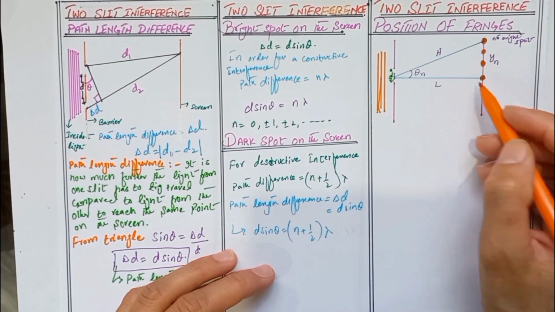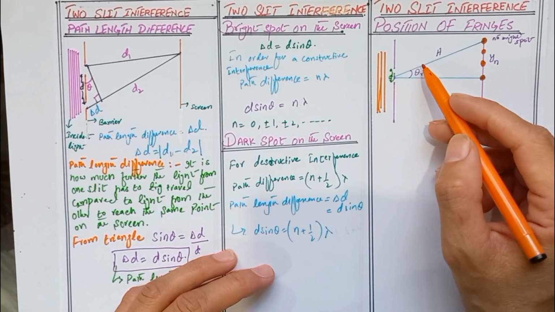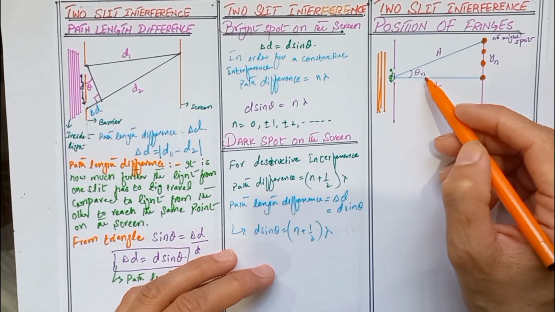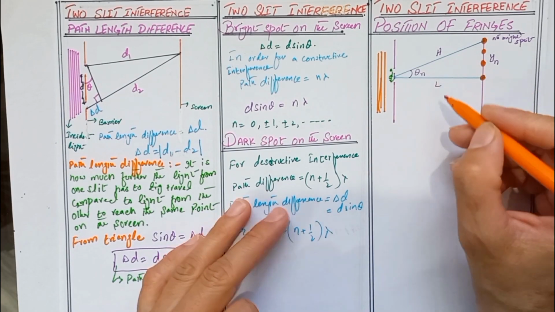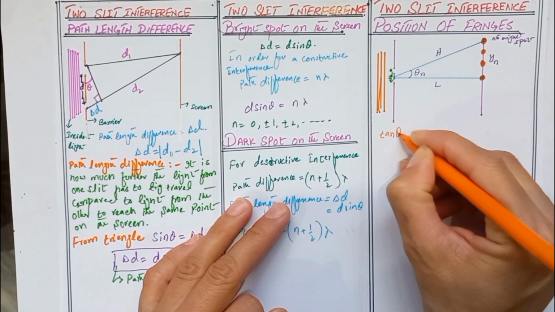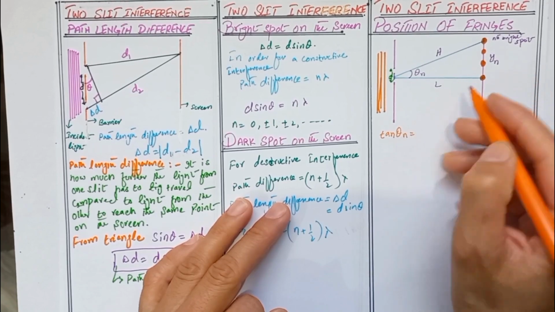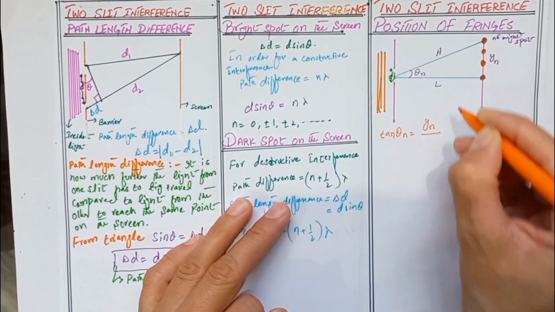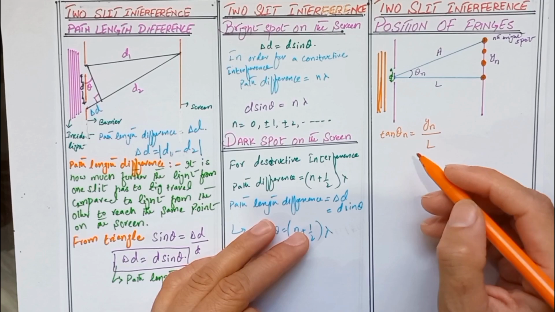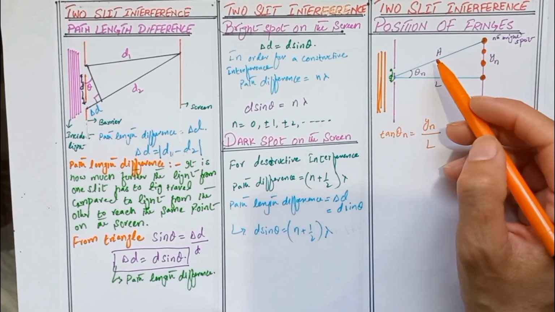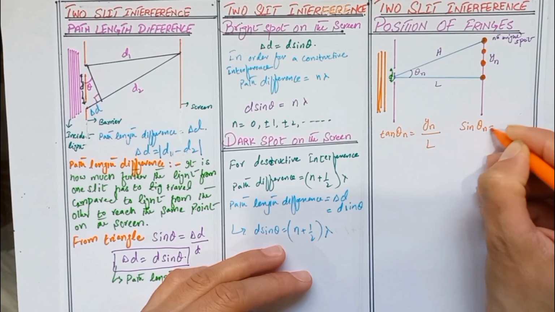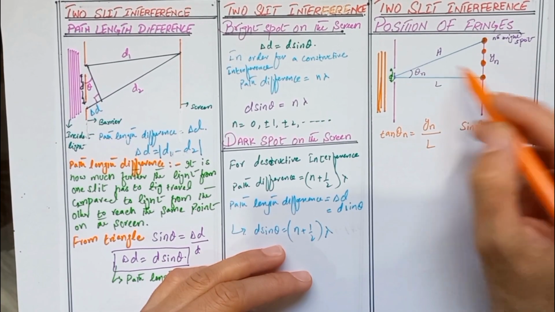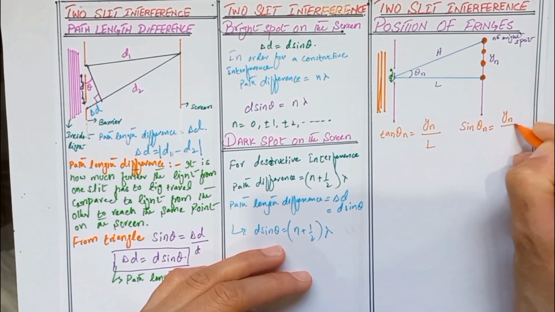Now what we have here is a right triangle. Let's call this angle theta sub n, and the hypotenuse of this triangle is capital H. Now, using trigonometry, tan theta sub n is equal to perpendicular over base. So the perpendicular is y sub n, and the base is L. Thinking of another trigonometric function, sine theta sub n is equal to perpendicular over hypotenuse. So here the perpendicular is y sub n and the hypotenuse is capital H.